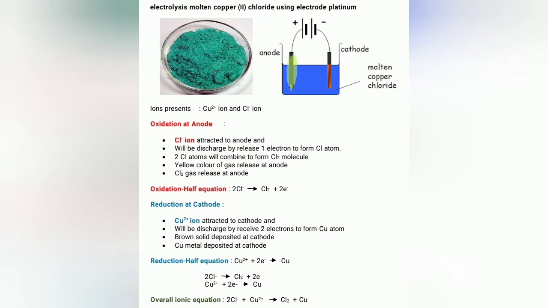Reduction occurs at the cathode. Copper(II) ion from the electrolyte undergoes reduction by receiving two electrons to form copper atom. Copper(II) ion acts as an oxidizing agent.